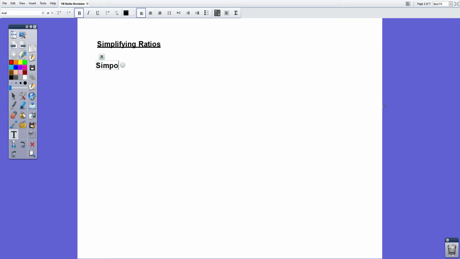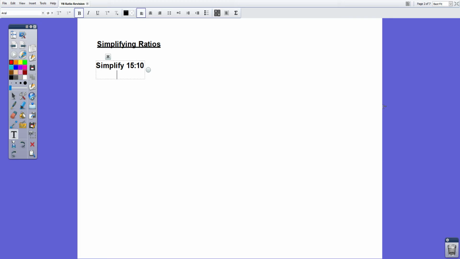You'll get a question that starts with the word simplify, and then you'll get 2 or 3 numbers, such as simplify 15 colon 10. And what that means is, simplify the ratio 15 to 10. And what we've got to do is find a common factor of 15 and 10, a number that goes into 15 and into 10.